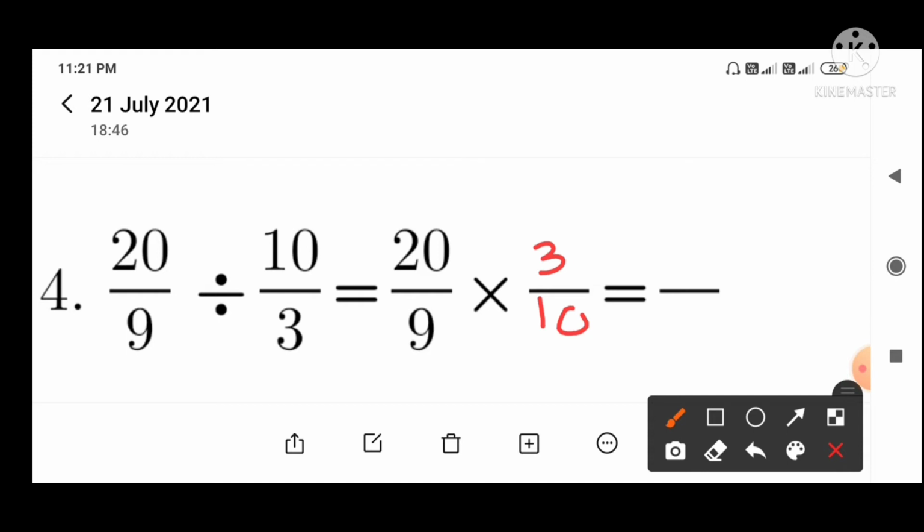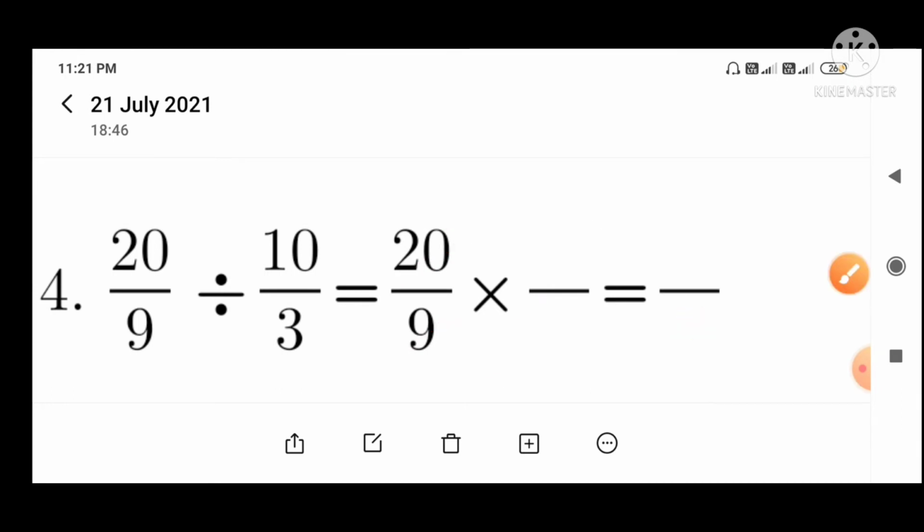Now, I divide 3 and 9 by 3, that is 3 ones are 3 and 3 threes are 9. Similarly, 10 ones are 10 and 10 twos are 20. Now multiply numerator with numerator and denominator with denominator. Therefore, 2 ones are 2 and 3 ones are 3. Therefore, our answer is 2 upon 3.